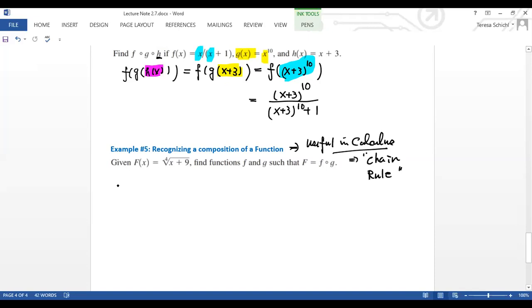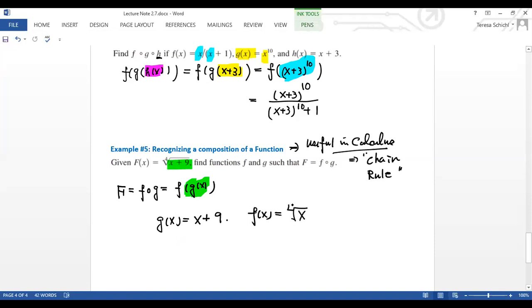Now let's take a look here. They said f of x is equal to f composed with g. So I know the composition means f of g of x. If you put g of x into the f function, it will give you this function here. By comparing, my g of x I can assign to be x plus 9. Then f of x, because it's inside of these roots, I can say it's the 4th root of x.